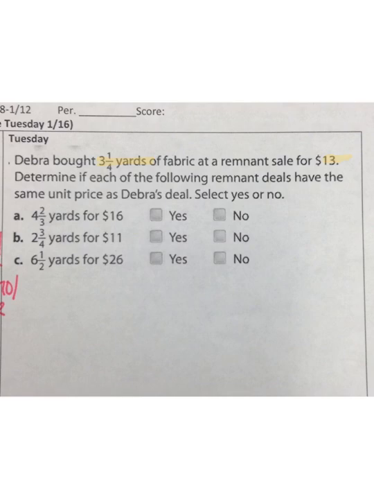A is 4 2/3 yards for $16, the same? B, 2 3/4 yards for $11. Is that the same? C, 6 1/2 yards for $26. Is that the same? Yes or no?